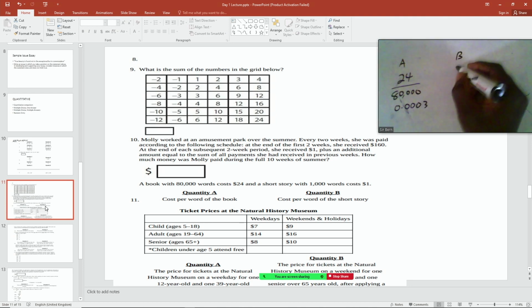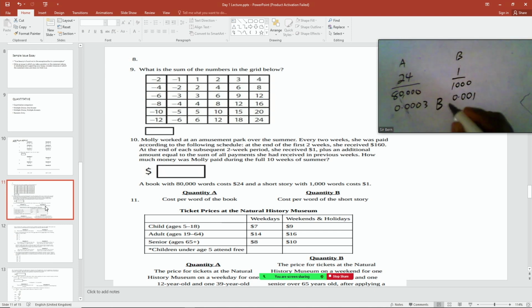0.0003. Then quantity B is cost per story. Cost of the story is $1 divided by the number of words, 1,000. So that will give us 0.001. So we see that quantity B is greater. So question 11, quantity B is greater.